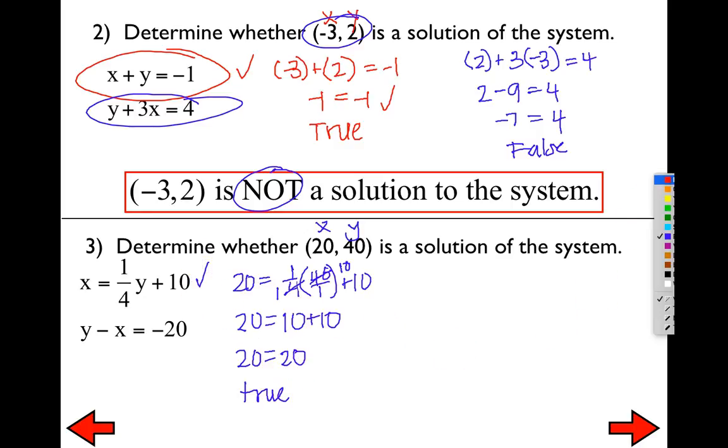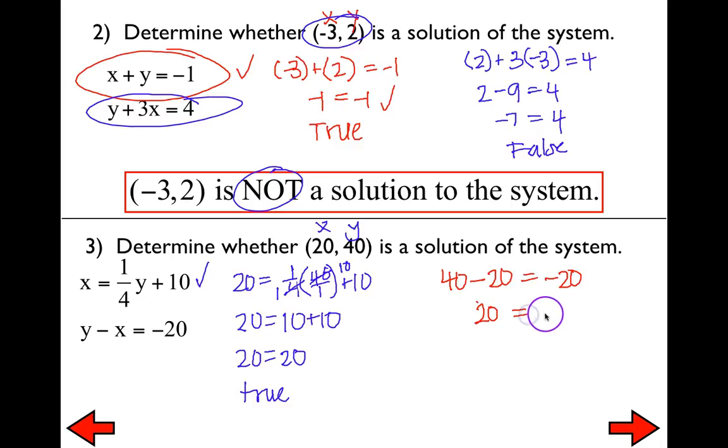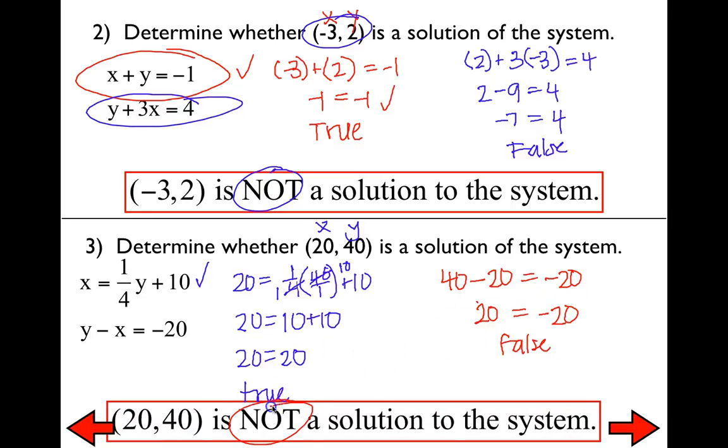But now, once again, let me try the second one. I'm going to do y, which is 40, minus x, which is 20. It's supposed to equal -20. 40 minus 20 is 20. 20 does not equal -20, so I'm going to say this is false. So unfortunately, since both do not work, I'm going to say that it is not a solution to the system. So once again, I can't stress to you enough, in order for it to be a solution to the system, the ordered pair must work for both equations.